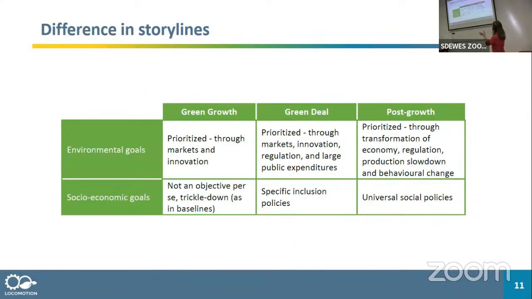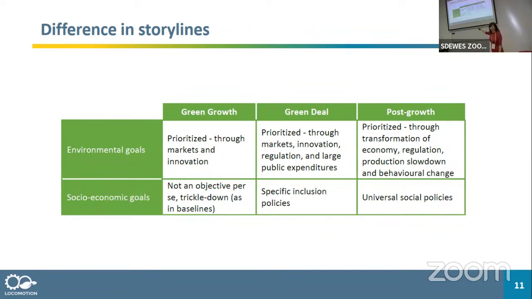Yeah, and again, to make it short, all of them are focused on environmental goals, all three policy scenarios. But in green growth, the environmental goals are prioritized through market innovation. Here in Green Deal, through market innovation, but also we have some level of regulation and large public expenditures. In post-growth, the environmental goals will be pursued through transformation of the economy, regulation, production slowdown, and of course, behavioral changes.